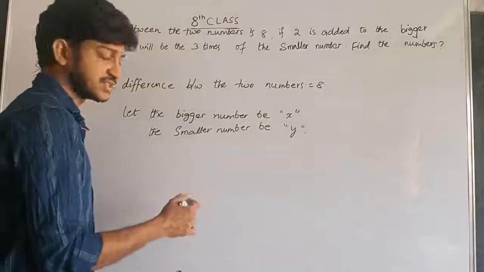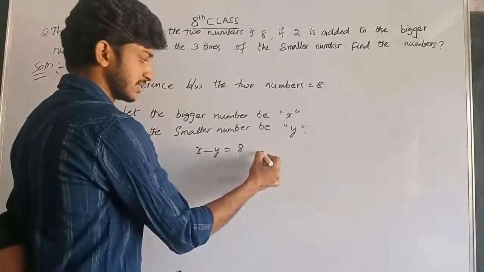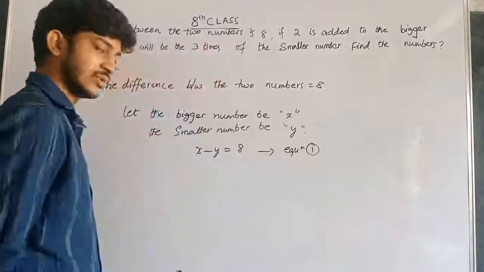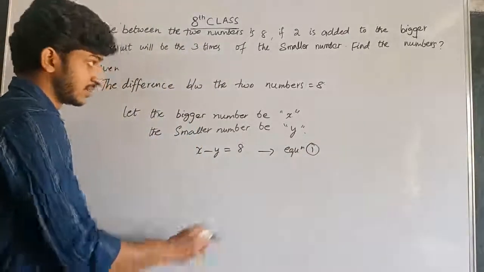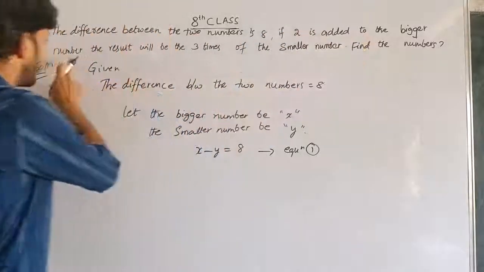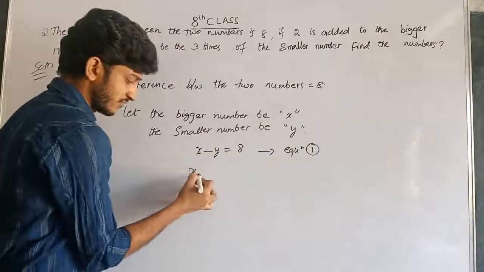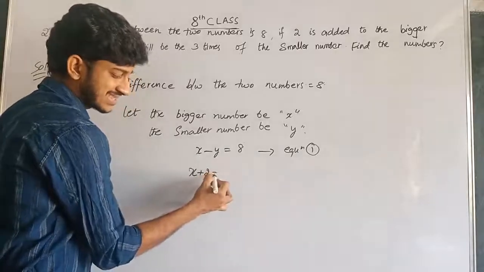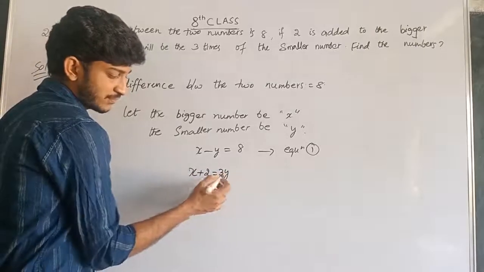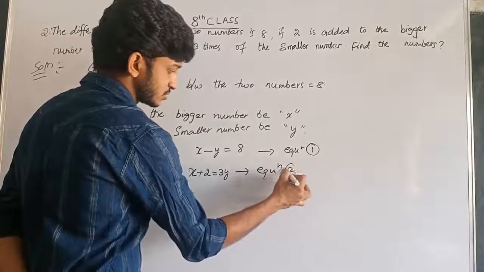What is the difference between these two numbers? x minus y equals 8. Say this is equation 1. Next, what is given? If 2 is added to the bigger number, the result will be 3 times the smaller number. So if 2 is added to the bigger number, what is the result? 3 times the smaller number, that is 3 into y. Say this is equation 2.